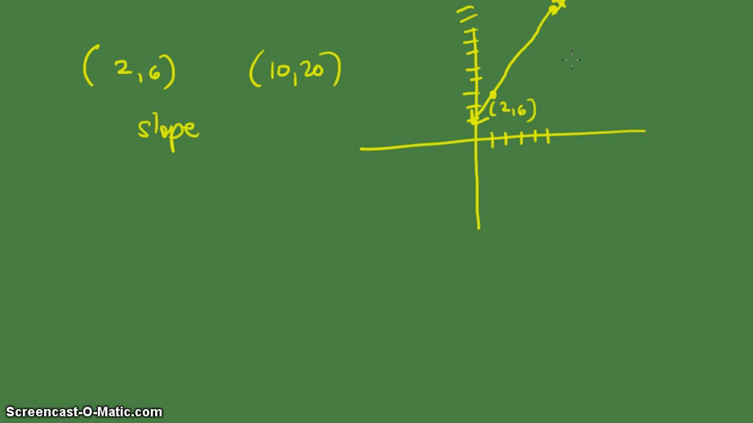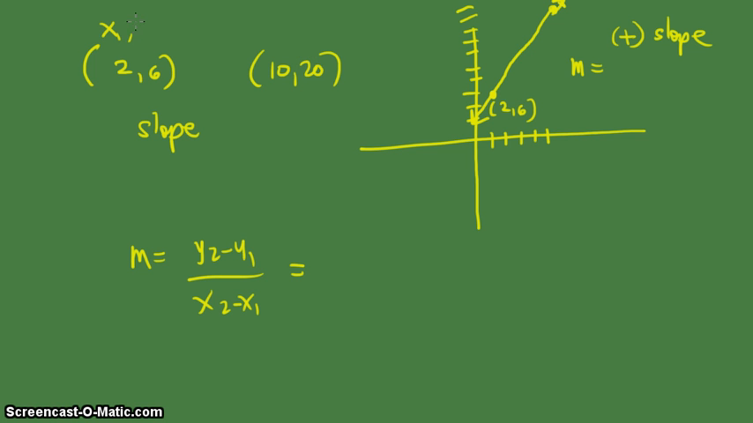So how do we get the slope? If you notice, the line is in this orientation, so we are sure that it will have a positive slope. We apply the formula y2 minus y1 over x2 minus x1. You can rename the points as x1, y1 and x2, y2, or vice versa. Let's put that as x1, y1 and x2, y2.